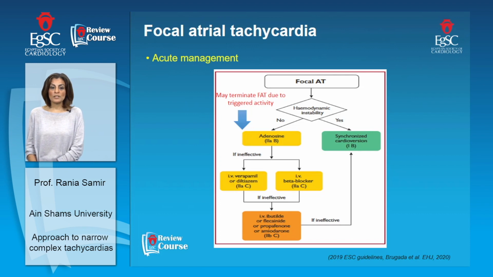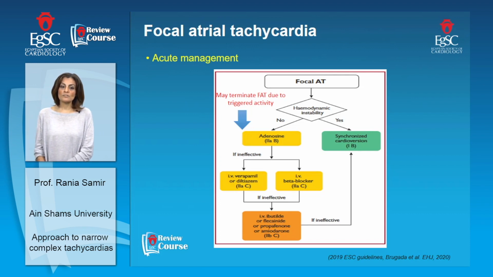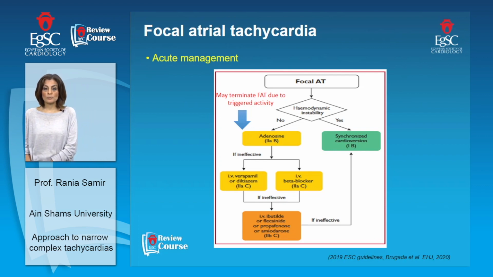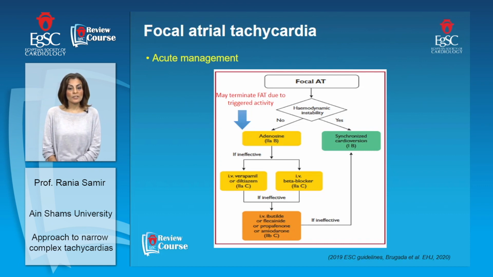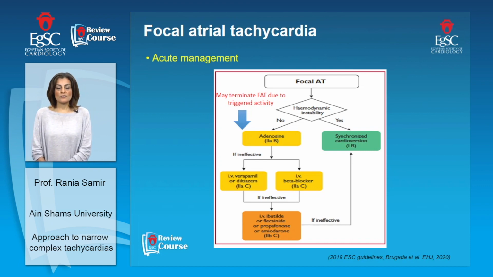If it turns out to be ineffective, we move to second line treatment, drugs which are calcium channel blockers like verapamil and diltiazem, or beta blockers, or intravenous beta blockers. And if they turn out to be ineffective, the third line treatments are not highly recommended, but you can use them, like intravenous ibutilide, class 1C drugs, or even amiodarone.